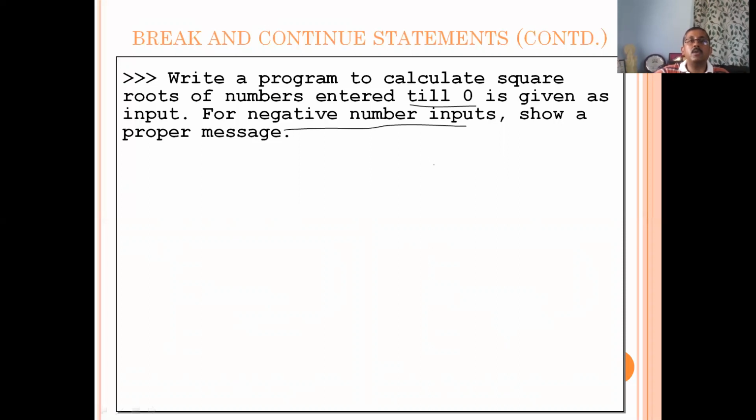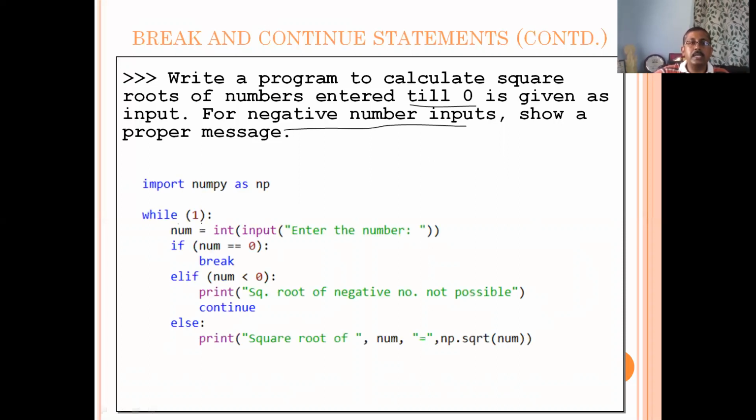So if I want to create this, I just create an infinitely running while loop, and whenever I want to break out of the loop, I give a 0 as an input. Whenever I get a 0 as an input, I write a break. That means I want to break out of this while loop. Whenever the input number is negative, I just print that the square root of a negative number is not possible, and I just give a continue. That means it will come back to the beginning of the loop again.